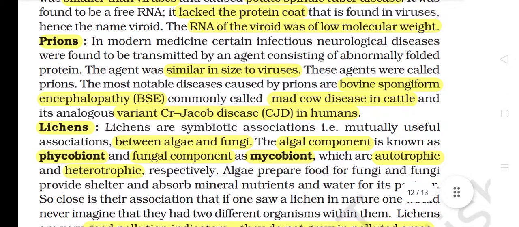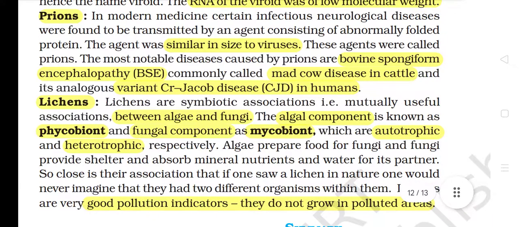Prions. In modern medicine, certain infectious neurological diseases were found to be transmitted by an agent consisting of abnormally folded protein. The agent was similar in size to viruses. These agents were called prions. The most notable diseases caused by prions are bovine spongiform encephalopathy, BSE, commonly called mad cow disease in cattle, and its analogous variant Creutzfeldt-Jakob disease, CJD, in humans.